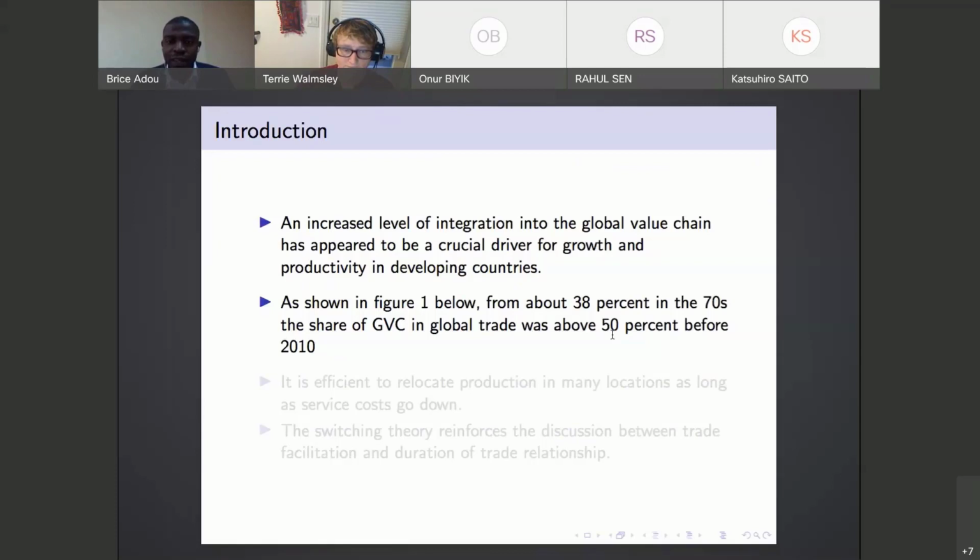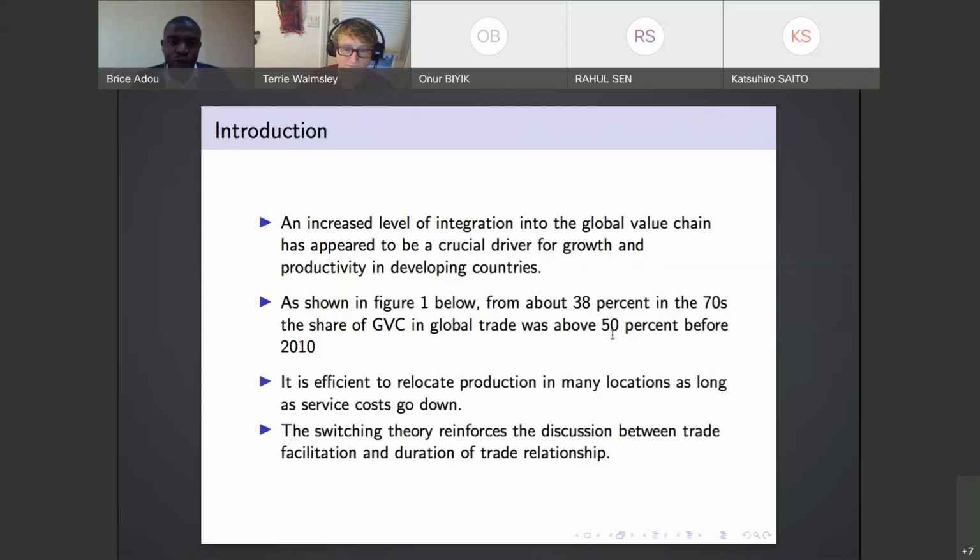As we'll show in the next figure, we had 38% in the 1970s as the share of global value chains in global trade statistics, but it turned into around 50%. That was statistics from the World Development Report 2019. We also saw that it's efficient to relocate production. So here we try to talk about the source of that relocation of production.